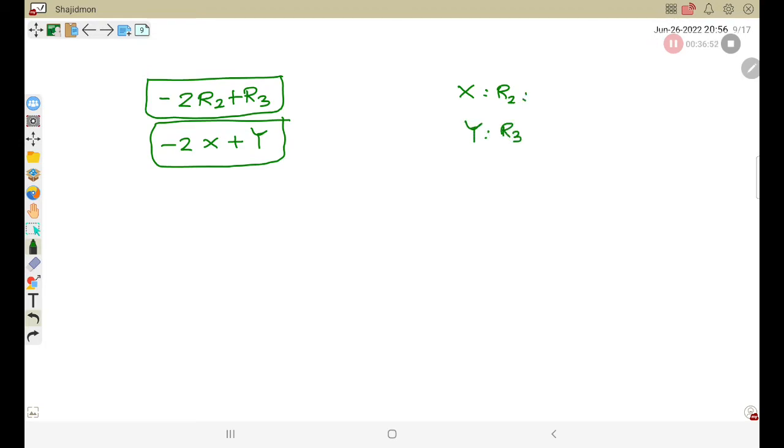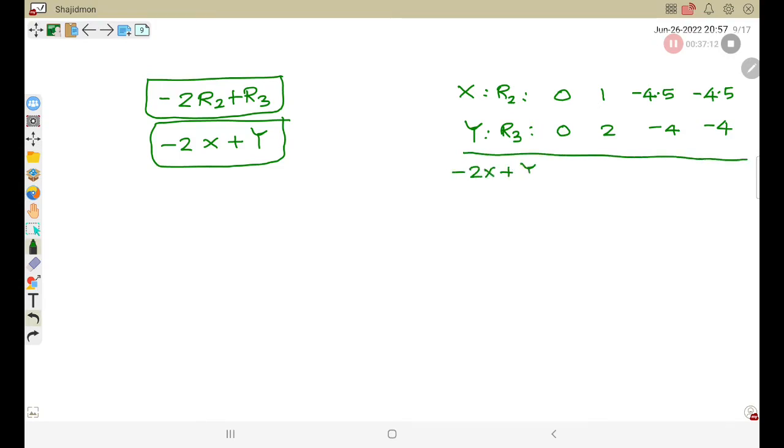So what is the second row? You know, 0, 1, minus 4.5, minus 4.5. What is the third row? You know, 0, 2, minus 4, minus 4. Now from this we need to calculate minus 2 times x plus y. So what I told you, just press the calc button.